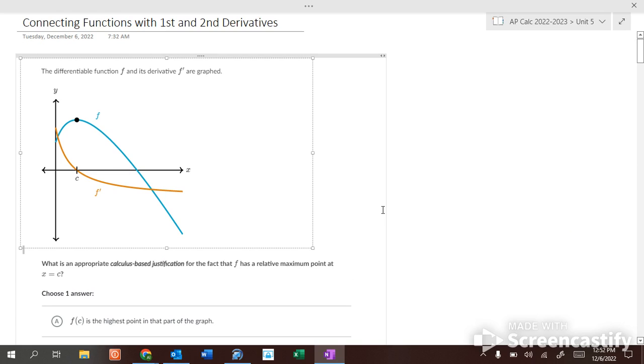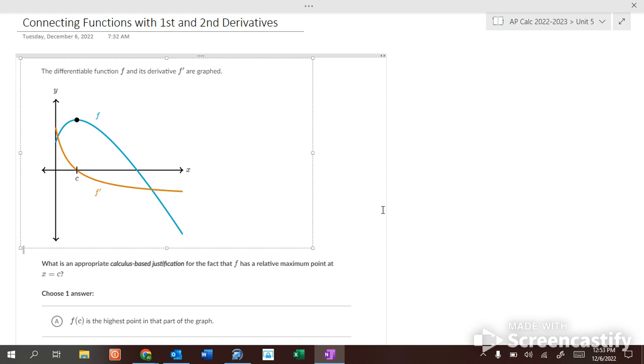The first two sections are really easy and they make lots of sense. Here's our function. Here's the first derivative. How do we know that that's a maximum? Because of what on this orange line? The orange line is the first derivative. First derivative is slope. When the slope is zero, it's a min or a max, right?